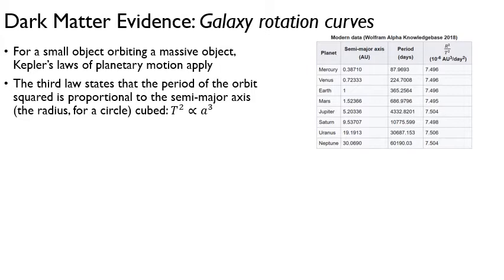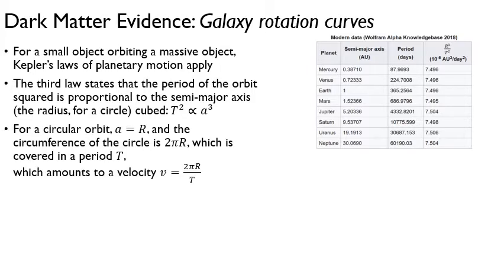If you're thinking about a galaxy, then a star is a relatively light object compared to the galactic bulge, which is a very massive object. So you'd think that Kepler's third law would apply there. Let's take this a little further. For a circular orbit, our semi-major axis is just a radius. The circumference of the orbit is 2 pi times the radius. That is covered in your period T, so it takes one period to go a full circumference. The velocity is just the distance covered divided by the time.